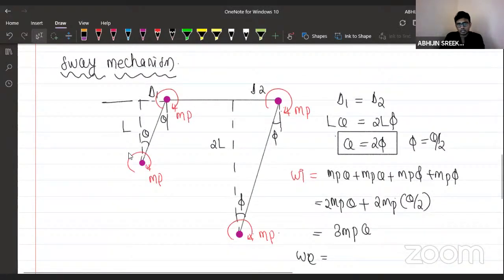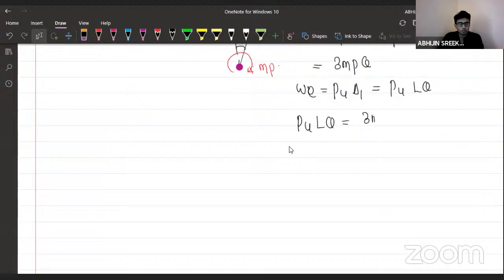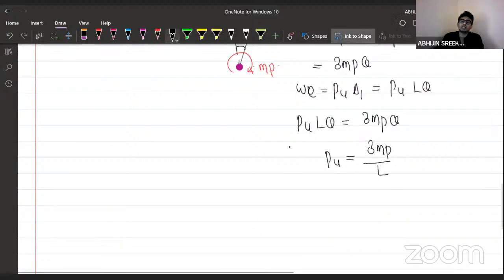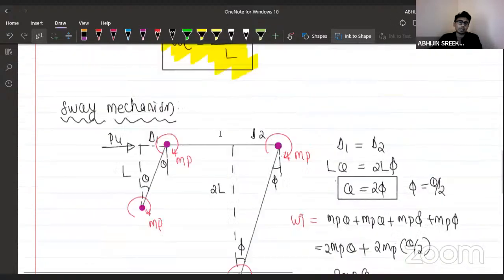In external work done, this will be PU into delta 1 or PU into delta 2. So PU into delta 1 I'll be considering. Why? Because delta 1 is in terms of theta, PU into L theta. So equate them. PU into L theta will be equal to 3 MP theta. So from this, I can say PU will be equal to 3 MP divided by L. That is the ultimate or collapse load for the sway mechanism.